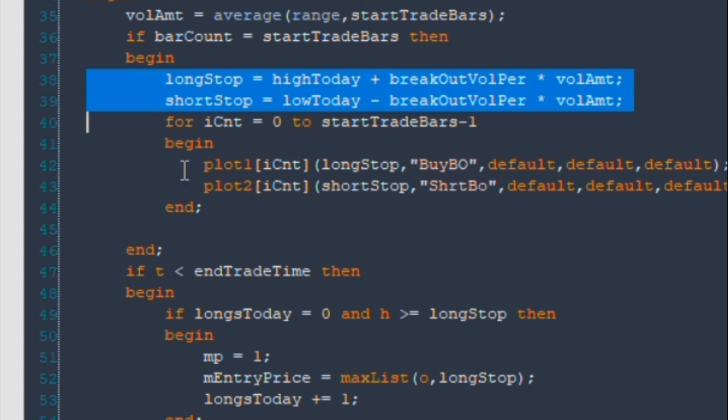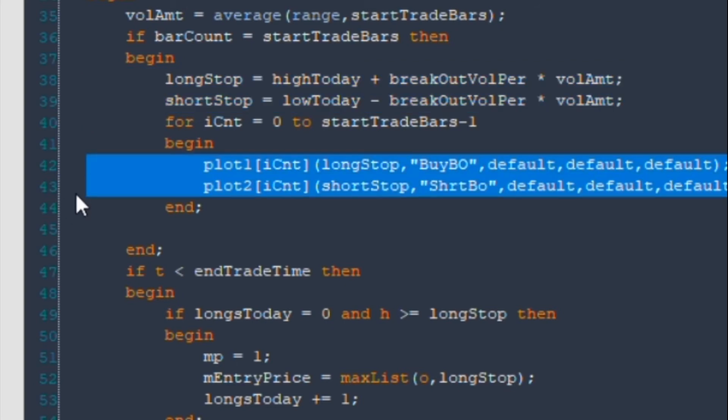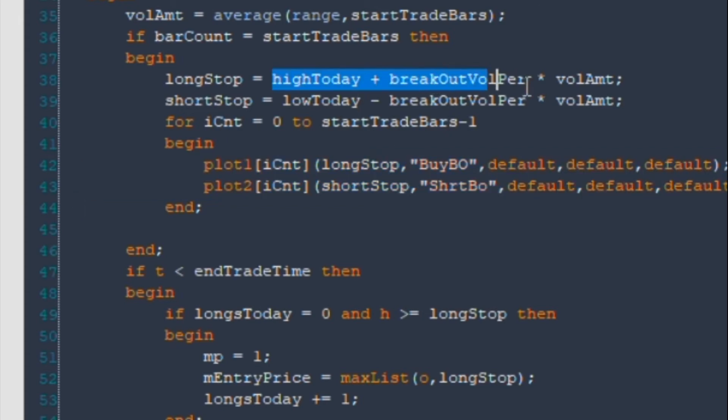and then I plot the long stop as a buy breakout and the short stop as a short breakout. This actually turns out to be the shaded area, the rectangles, because my breakout is basically the high of the day plus that buffer amount. So plot 1, I wait until I'm 6 bars in, and then I go back in time.